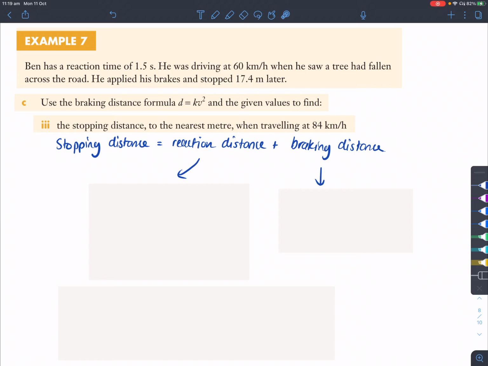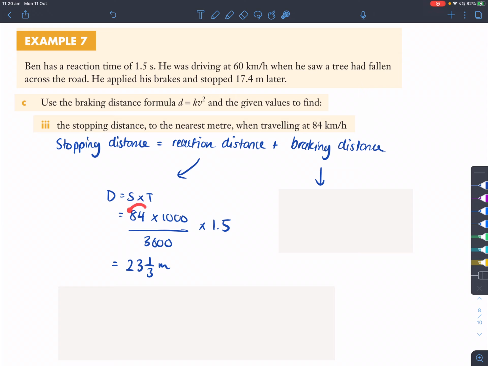For question C, part 3, we've got to find the stopping distance to the nearest meter when traveling at 84 kilometers per hour. We know that the stopping distance formula is reaction distance plus braking distance. Firstly, we've got to find our reaction distance by using distance equals speed times time.